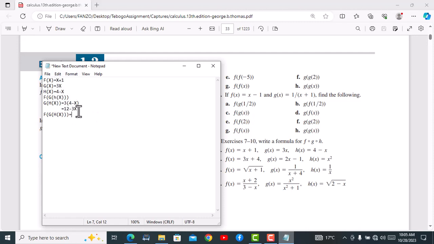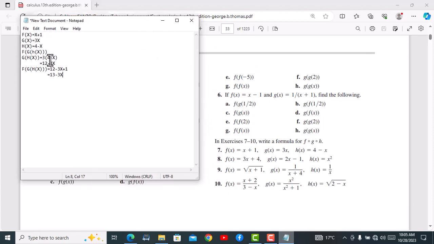So where I see x, I write 12 minus 3x, and then I have a plus 1. So I have the like terms there. 12 plus 1, it's 13 minus 3x. So that would be the final answer of f at g at h at x. So this is what we have. I hope this is correct, but I think it is.